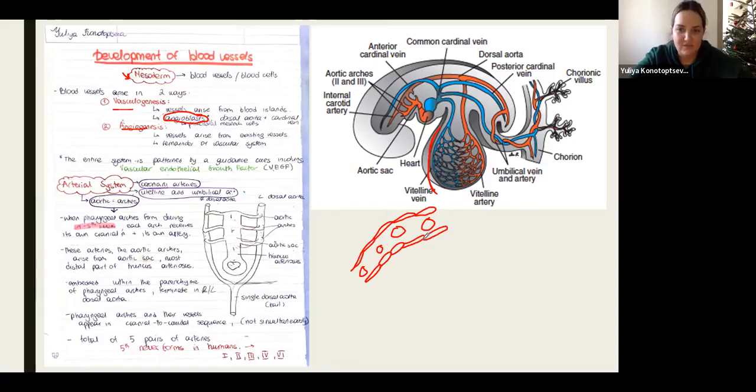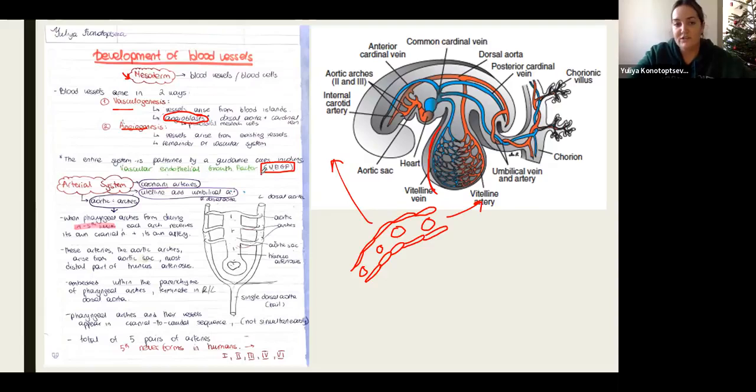The question is, why do angioblasts, for example, go in this direction and not in that direction? Why are they forming a vessel in a very particular direction? The answer is this growth factor, which is known as the vascular endothelial growth factor.